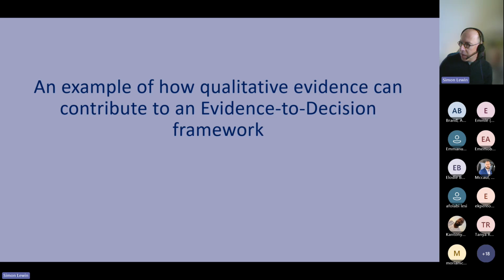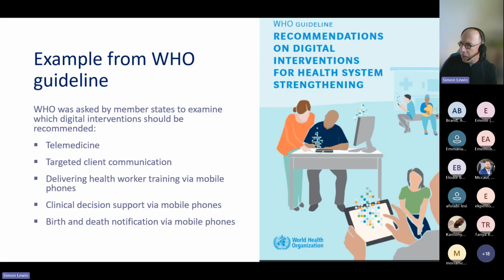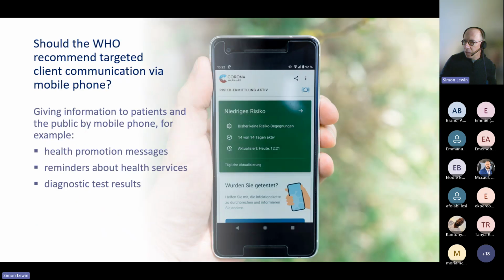So I thought I'd give a very quick example of using qualitative evidence in an evidence to decision framework for a guideline. This is not specifically from an adaptation or adoption process. I'll come to that a bit later, but just to give you a sense of how that works in practice. So I'm going to use an example from a WHO guideline. This was a guideline focusing on digital interventions for health system strengthening, and particularly digital interventions that can be delivered via mobile phones. And it included interventions like telemedicine, targeted client communication, health worker training, clinical decision support, and so on. So the one I want to go through is the question around targeted client communication.